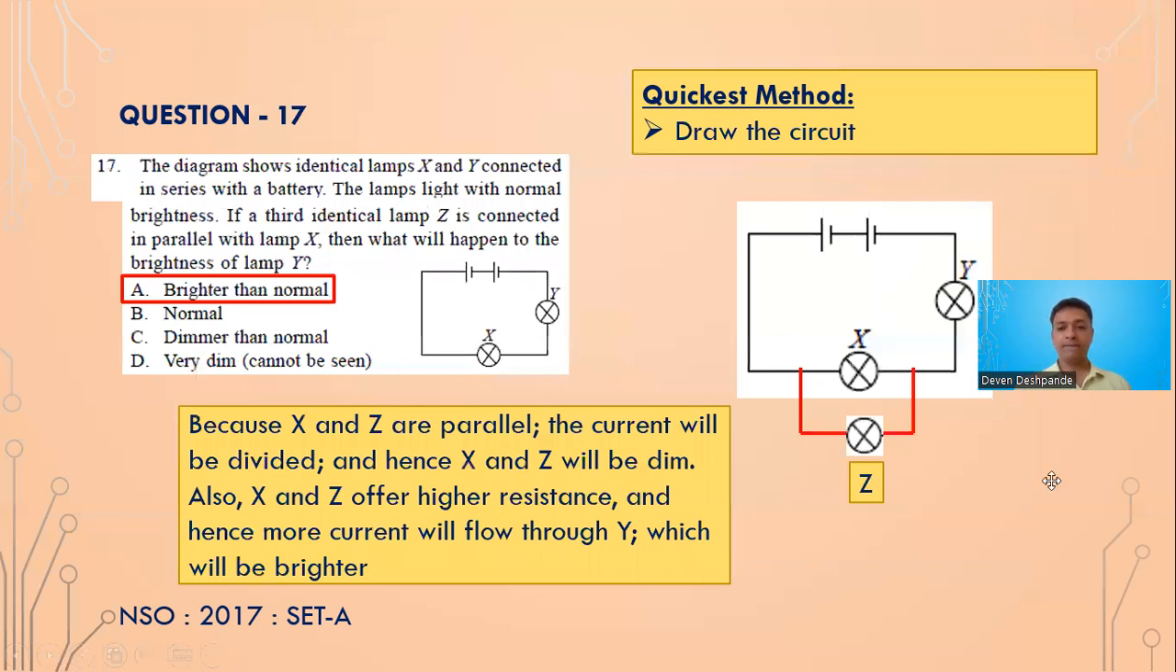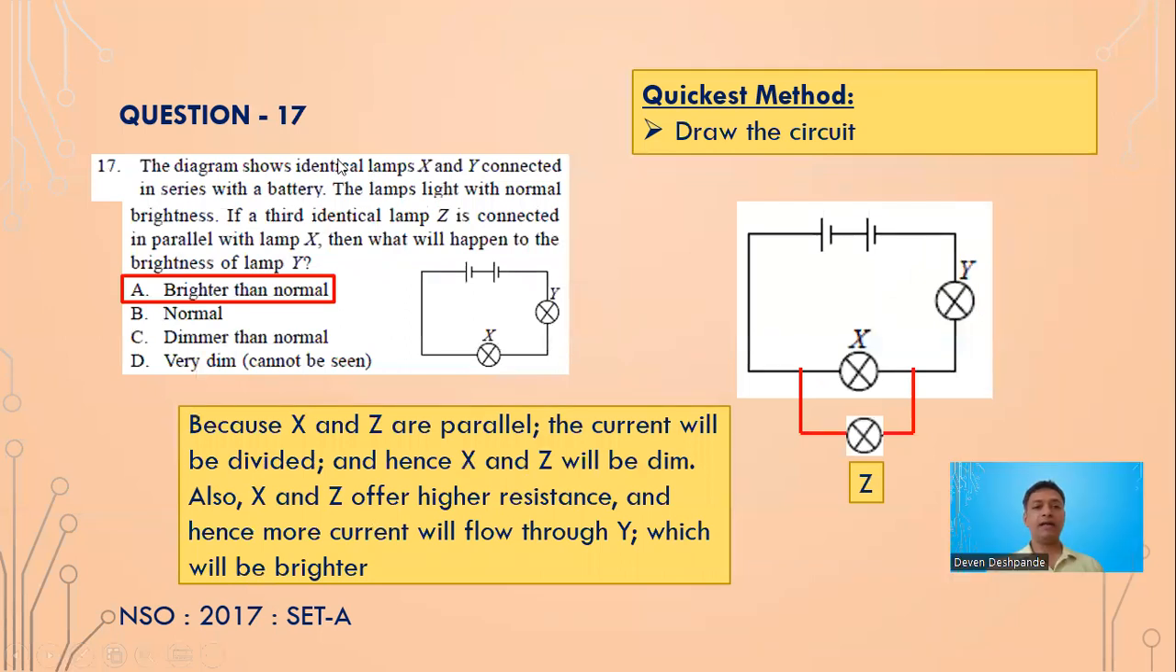Okay, next one. The diagram shows identical lamps X and Y connected in series with a battery. The lamps light with normal brightness. If a third identical lamp Z is connected in parallel to X, then what will happen to the brightness of lamp Y? Because X and Z are parallel, the current will get distributed here. So this will be about half the brightness. X and Z will glow with half the brightness.